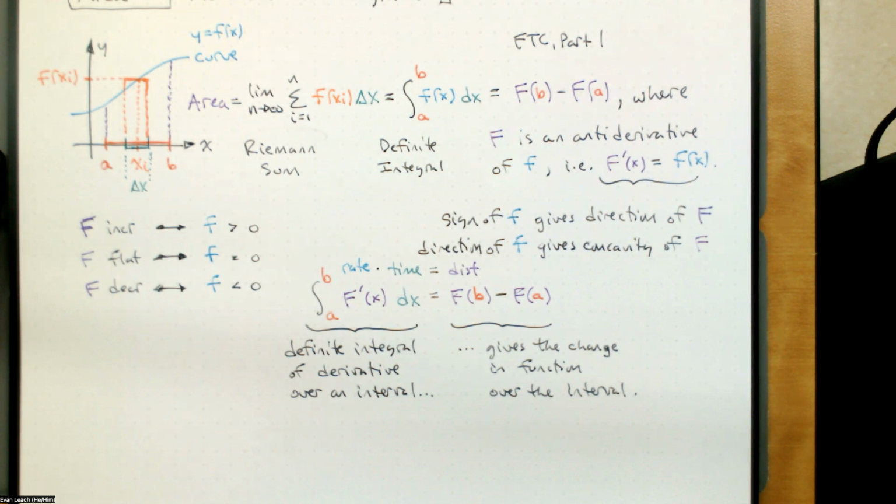So here is another way we can write the fundamental theorem of calculus. The definite integral from a to b of F prime of x dx is F at b minus F at a. The way we interpret that is we say the definite integral of the derivative over an interval gives us the change in the function on that interval. If we integrate our rate over some interval of time, that will tell us our change in displacement. That will tell us our distance over that time.